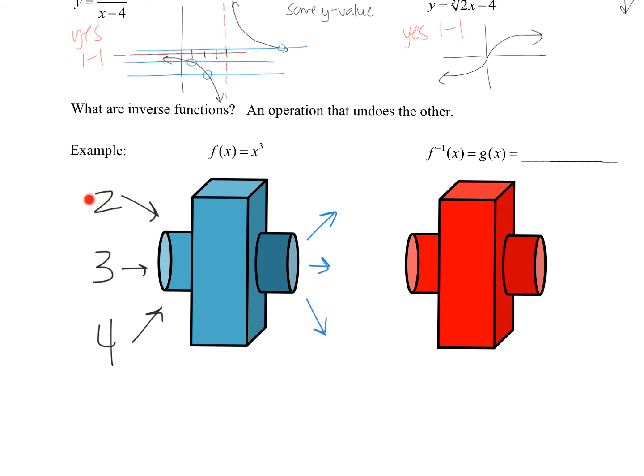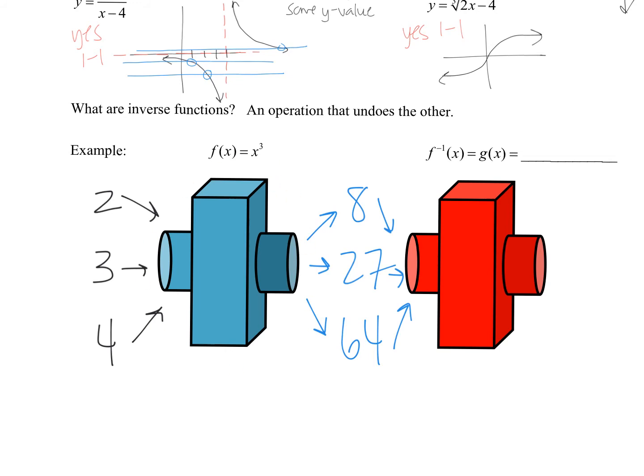Your job is to figure out what numbers come out when I plug those numbers in. So when I do 2 and raise it to the third, the number that comes out is 8. When I do 3 and raise it to the third, the number that comes out is 27. And when I do 4 and raise it to the third, the number that comes out is 64, 4 times 4 times 4. So now the question is, in order to illustrate what an inverse function is, what can I do in this machine here that is going to undo all of the work that this machine just did?